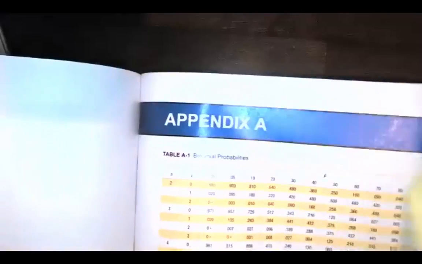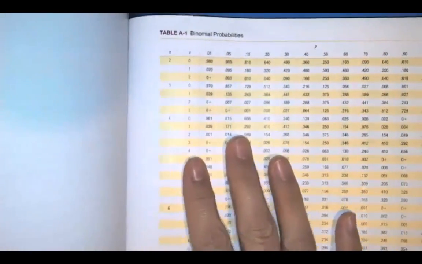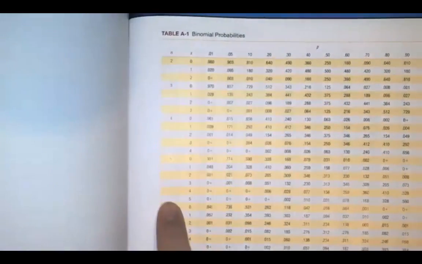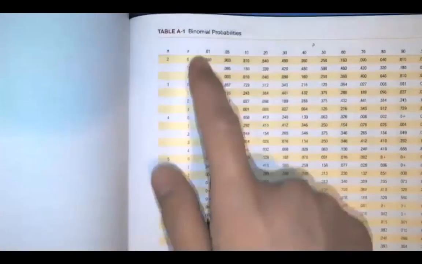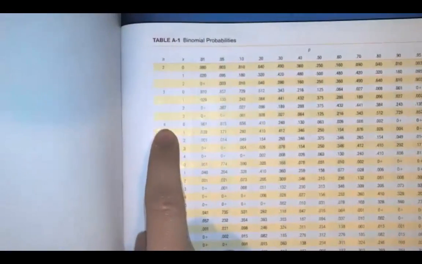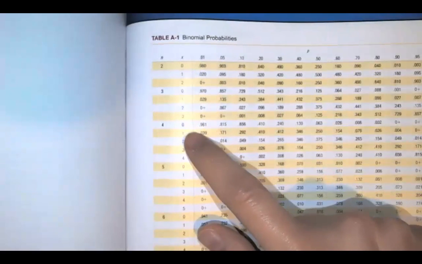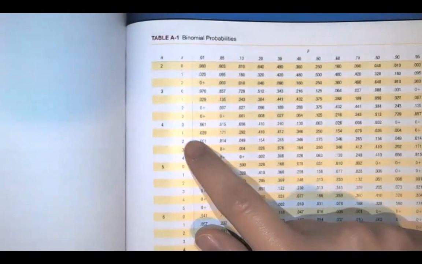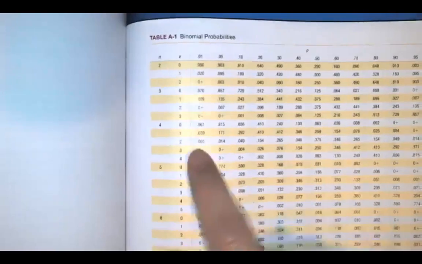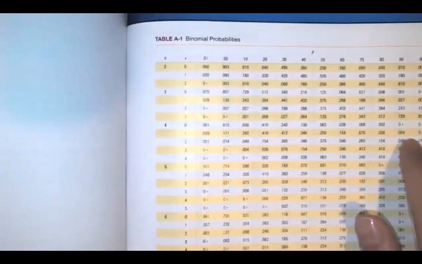And if we go to table A1, Appendix A, table A1, this lists binomial probabilities. Now in this column, you see the right value of n, and then you see the corresponding x values. So n is 4, that's right here. And then you could have 0 successes out of 4 trials, 1 success, 2 successes, 3 successes, or 4 successes. We want 2 successes out of 4 trials. So we're going to be in this row.